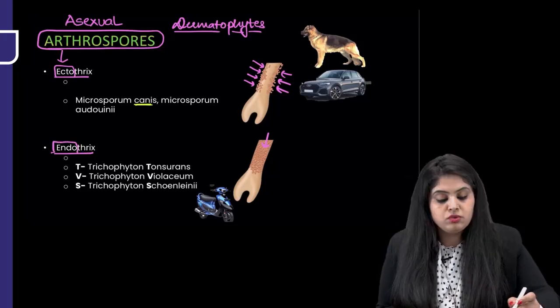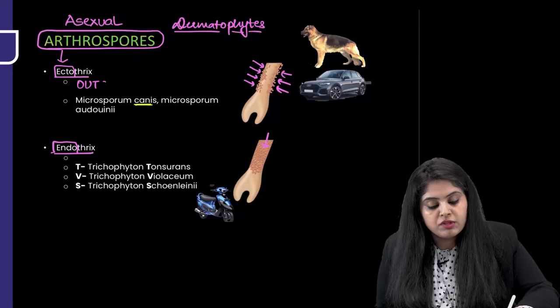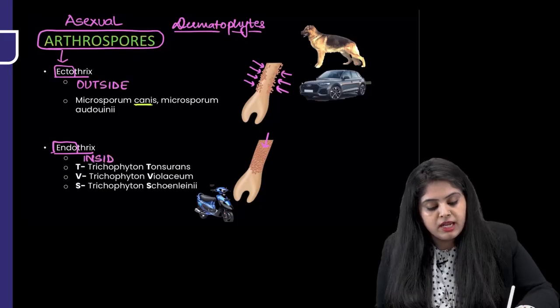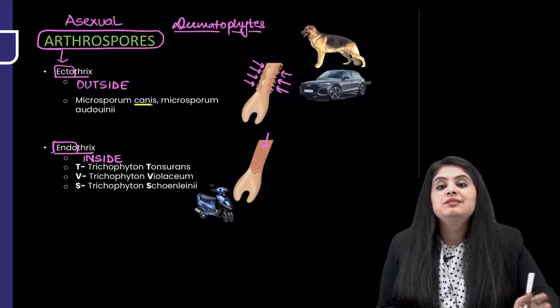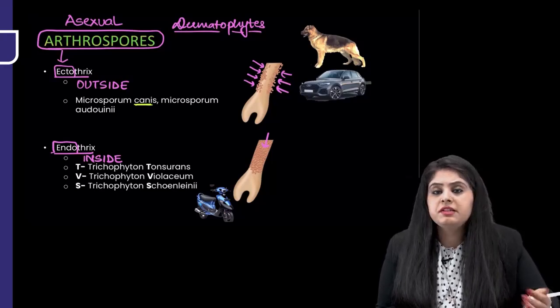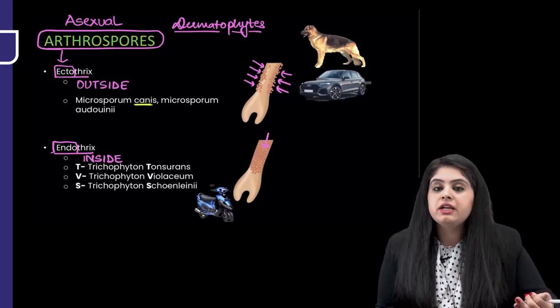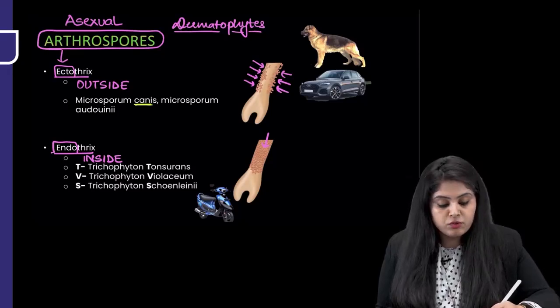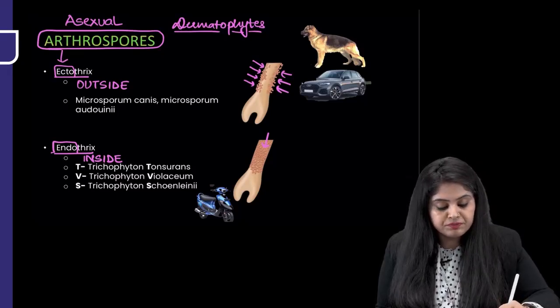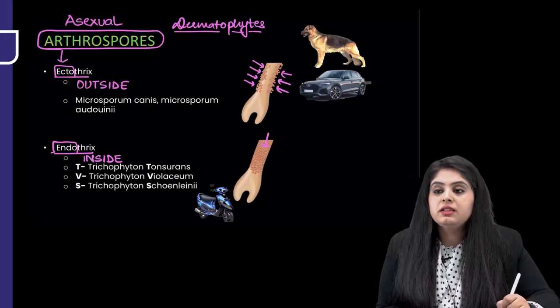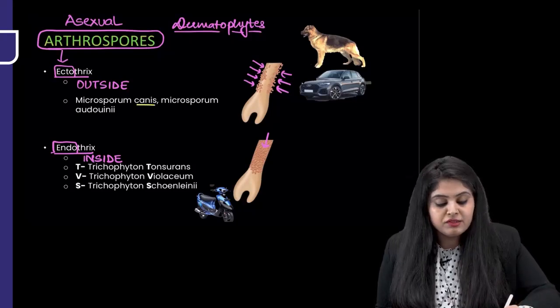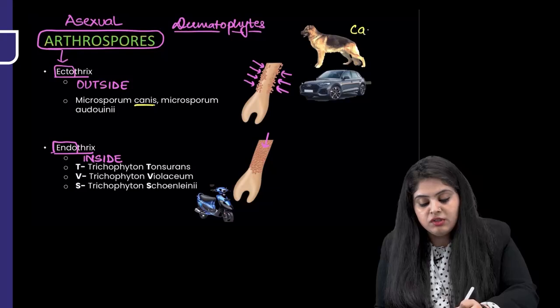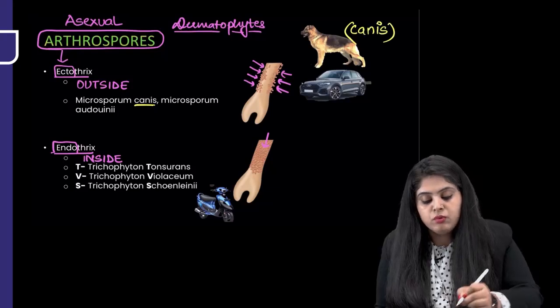So now all that you need to know. If you see the arthrospores outside, it is ectothrix. If you see them inside, they are going to be endothrix. Now you need to know which organisms come under what. Organisms are still the same. TME: Trichophyton, Microsporum, Epidermophyton. Organisms are still the same. Now you just need to visualize them. So what are you going to know now? See, what are the things that always roam outside? So remember, canis, dogs. Canis or dogs, they are always going to roam outside.